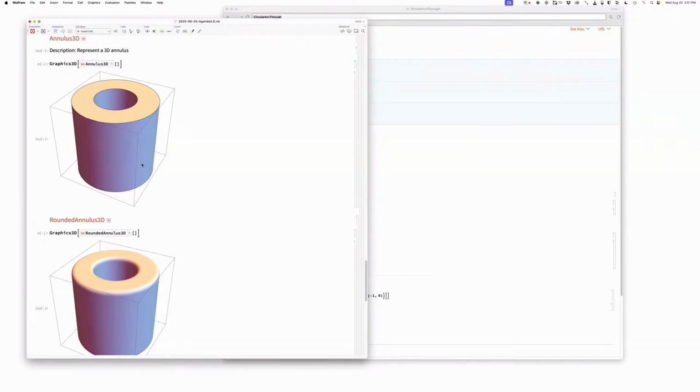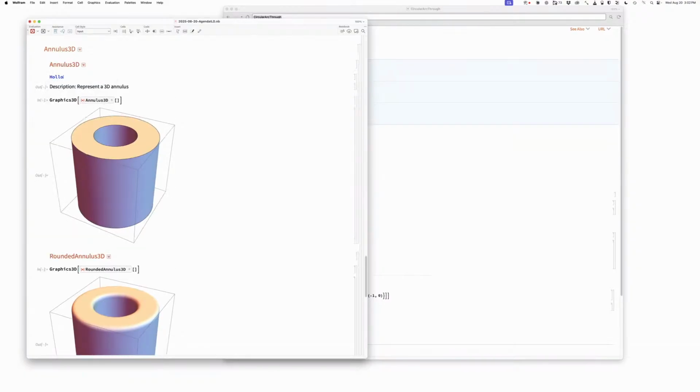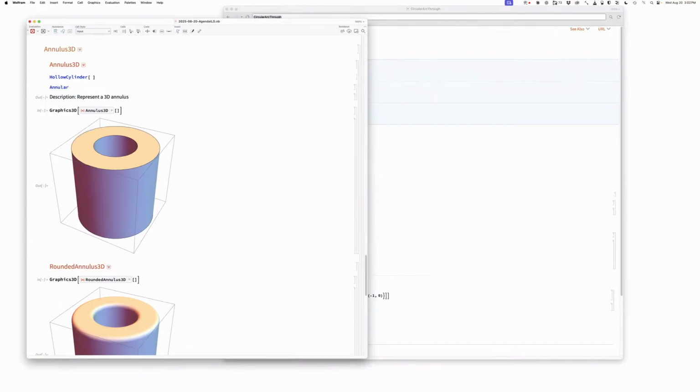I think it's nice, but I don't like the name. When I saw Annulus 3D, I was thinking more of a torus. So was I. So this is more like a hollow cylinder, cylindrical something. It's a hollow cylinder. Well, it's really a cylindrical annulus, or an annular cylinder, I guess. That's otherwise known as, okay, so annular cylinder.